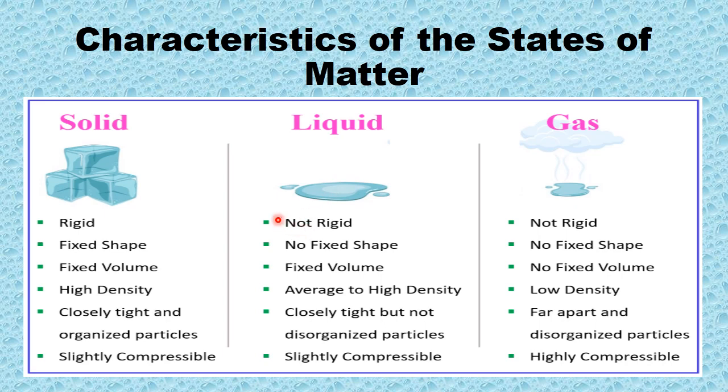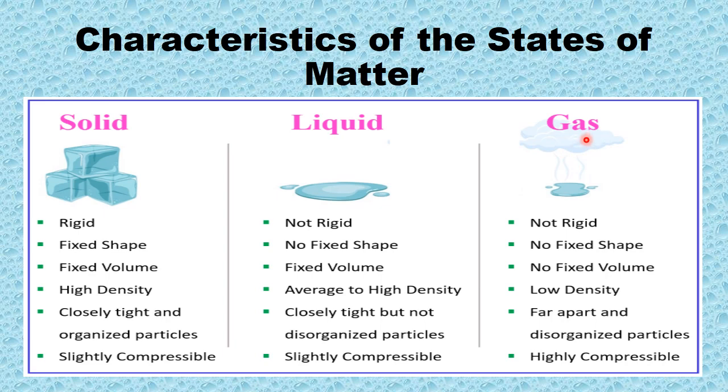But liquids are not rigid. Why? Because the particles are not as tightly packed together as those of solids. Liquids have no fixed shape. They only take the shape of the container that they are contained in. But they do have fixed volume and they have average to high density. The particles are closely tight but not as organized as those of solids, and they can be slightly compressed.